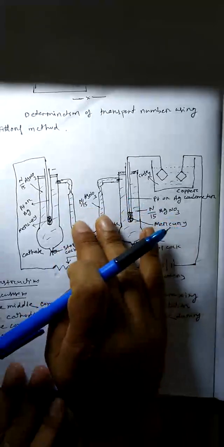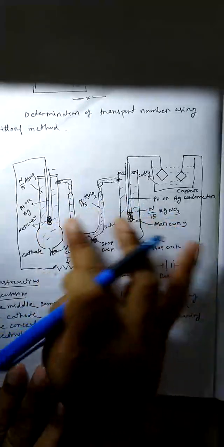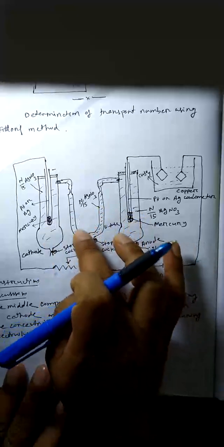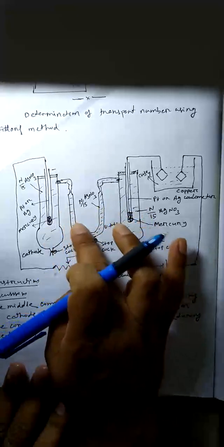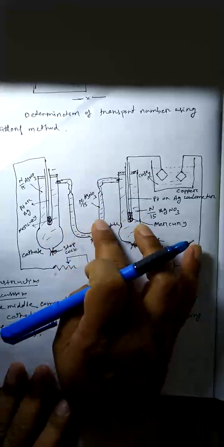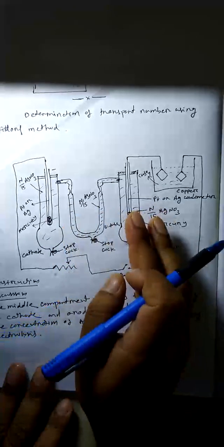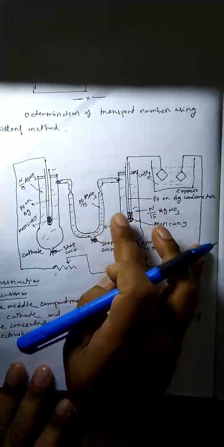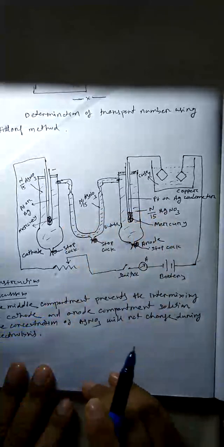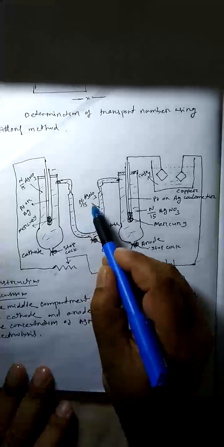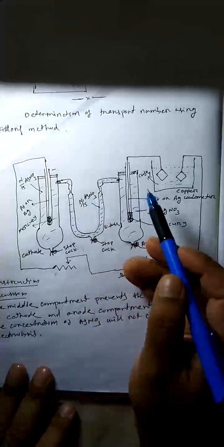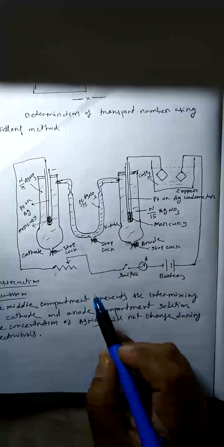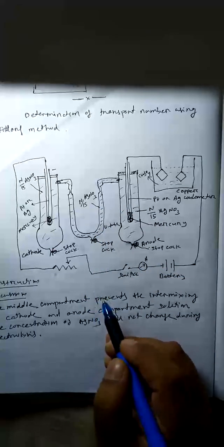First thing is that it prevents the intermixing of the cathode and anode compartment solutions. Second is that the concentration of silver nitrate should not change during or after electrolysis; it should be the same as the initial. If the initial is N/15 silver nitrate, at the end of the electrolysis it also contains N/15 silver nitrate. It will not change.